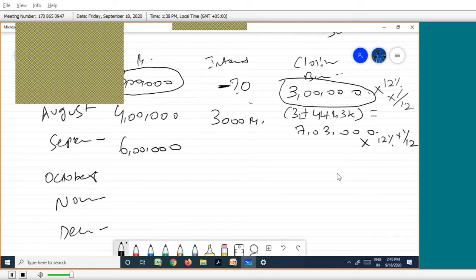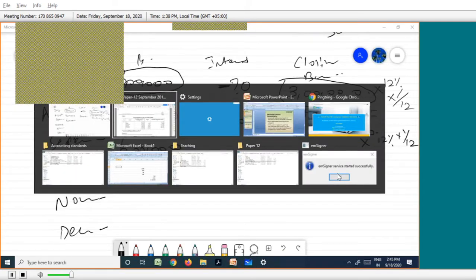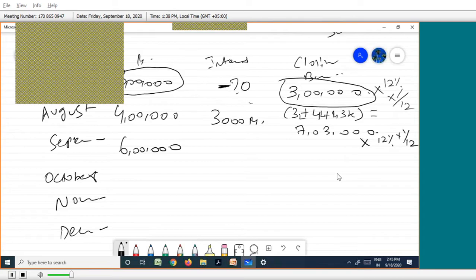7 lakh 3,000 into 12% into 1 by 12. How much? Please message me. 7,030? Yes, 7,030. So what is the closing balance? Closing balance is previous month closing balance plus present month expenditure plus present month interest. 7 lakh 3,000 plus 6 lakh plus 7,030 equals how much? 13 lakh 10,030.